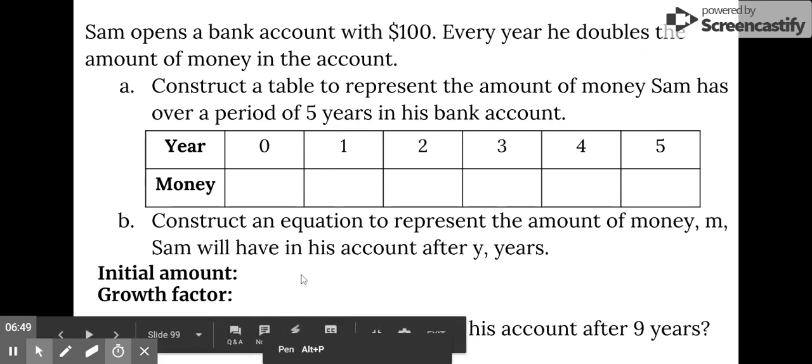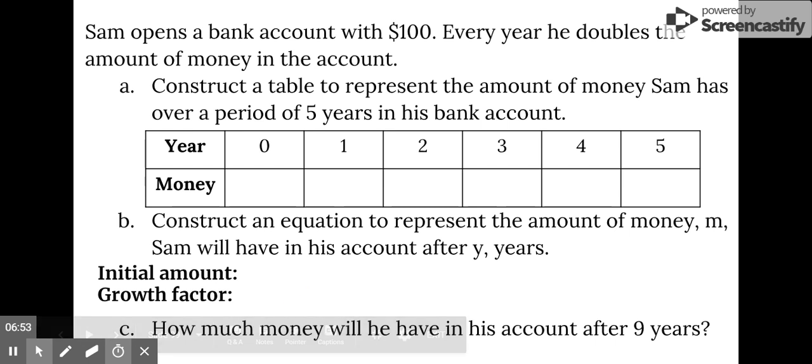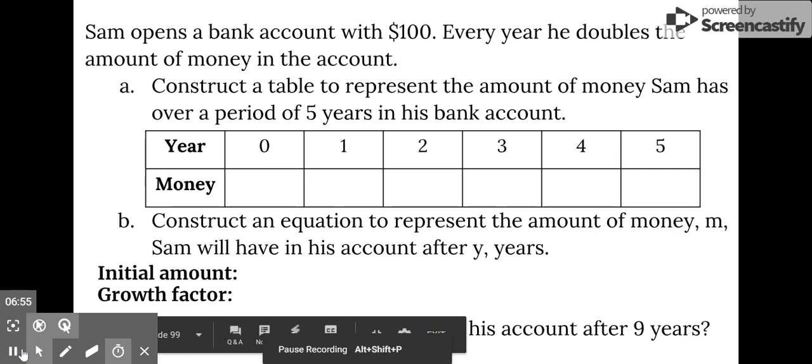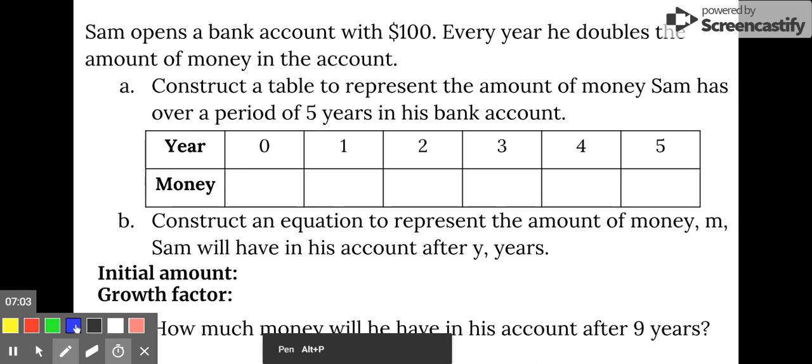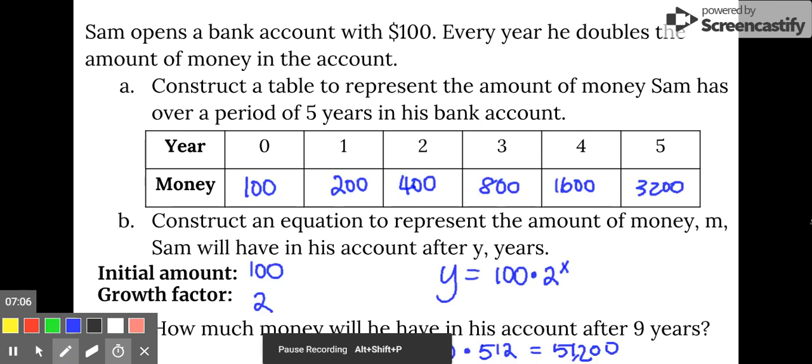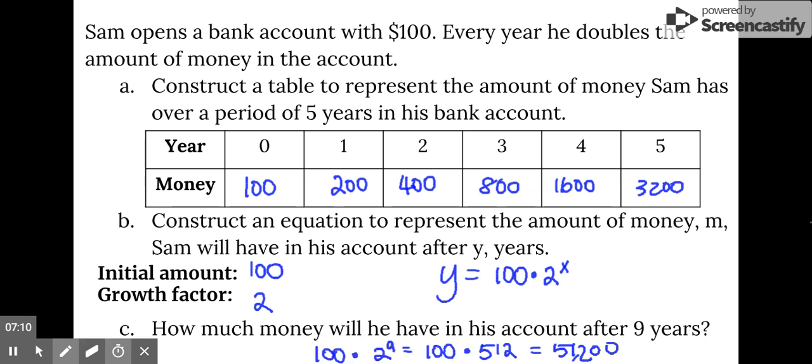We have another question. I need you to solve this by yourself, and we're going to check these answers together in a few minutes. All right, let's check these answers. So I'm going to construct a table, and then I'm going to give you the equation. Here are the answers. I need you to copy this down if you don't have your work. And just try to remember what the initial amount is and what the growth factor is.